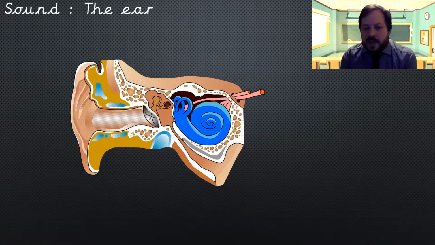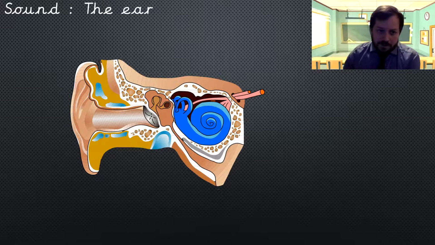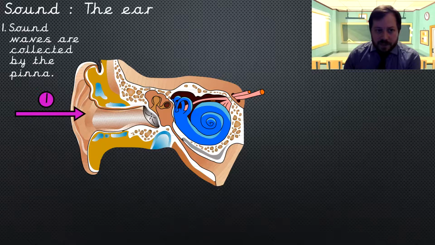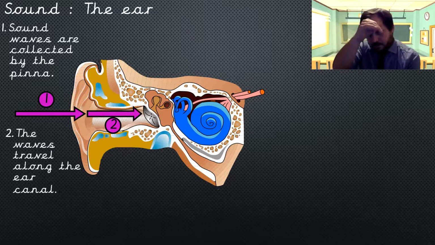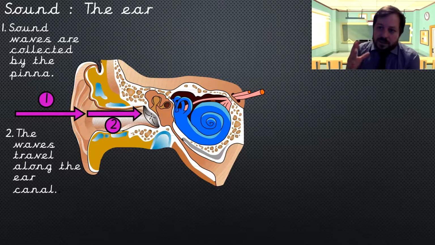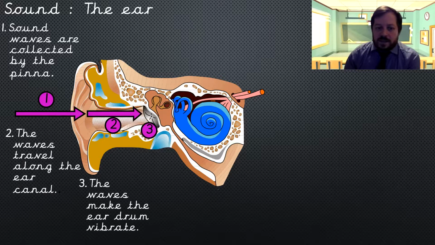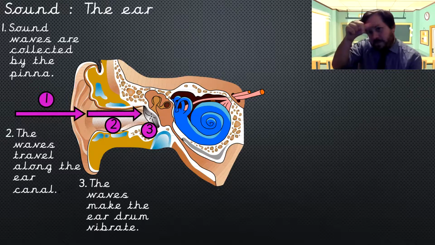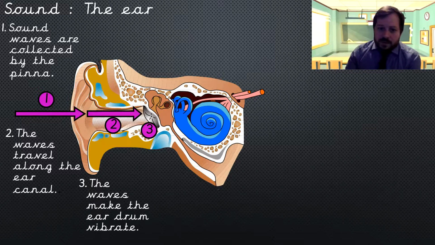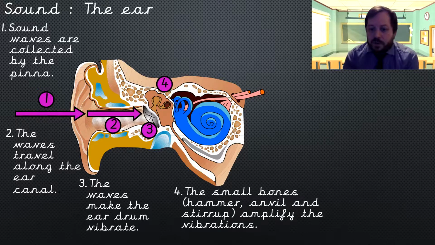So let's recap what we talked about last time. So the sound and the ear in this case. So here's our diagram of the ear, and sound waves are collected by the pinna, the outside of our ear. They channel the sound down into the ear canal, which is the next part. They travel along the ear canal until they vibrate against the eardrum, and the eardrum then vibrates, which then vibrates those tiny, tiny bones that form the hammer, the anvil, and the stirrup.